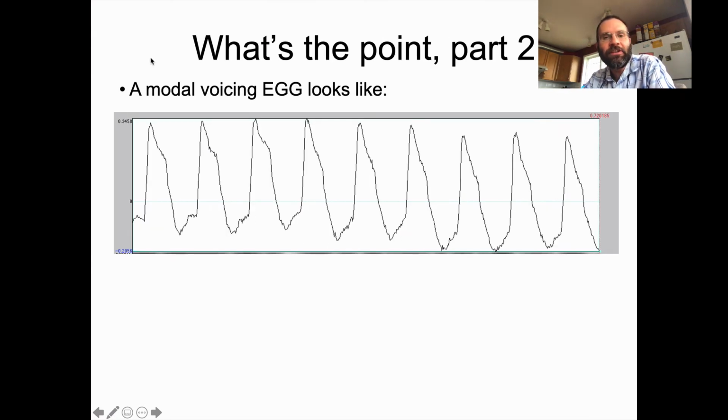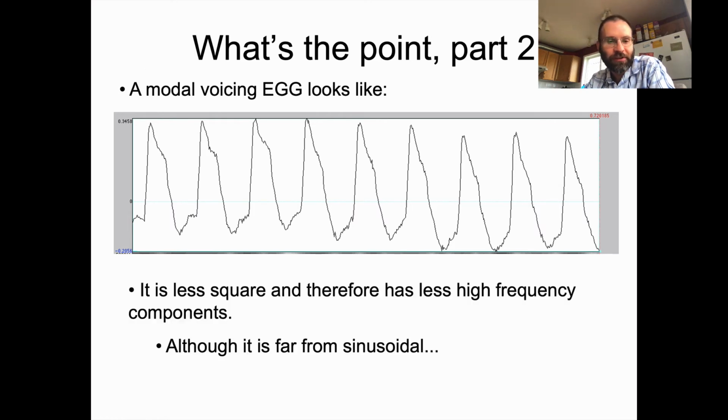A modal voicing EGG looks less square. It's pointed at the top and bottom, more or less, and it's got these little angles in the middle. So there's some interesting high frequency stuff here, and then there are lower frequency changes like these big elbows on top of the general cycle. So this is somewhere in between a sine wave and a square wave. It kind of looks like what we call a sawtooth wave in acoustics, which is kind of fun. As usual, modal voicing is in the middle, halfway between all of these extremes we get in voice quality.